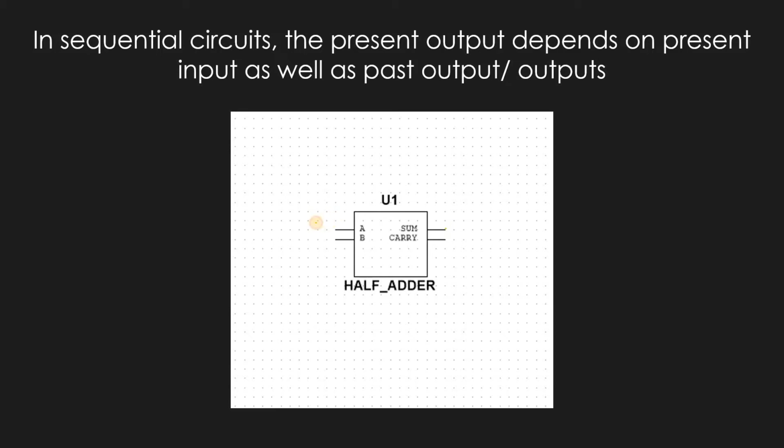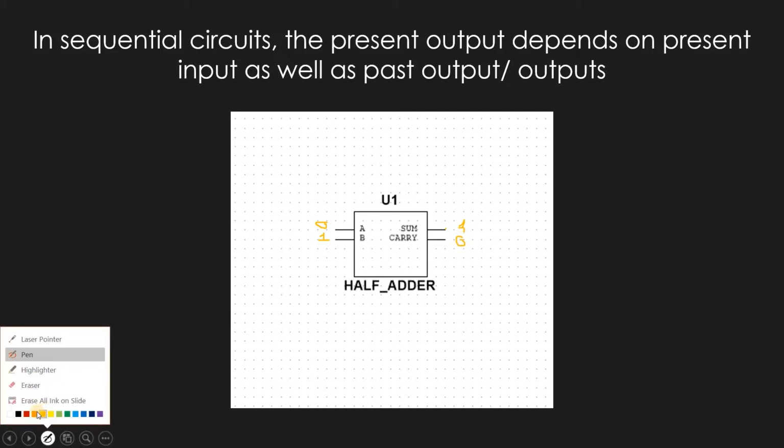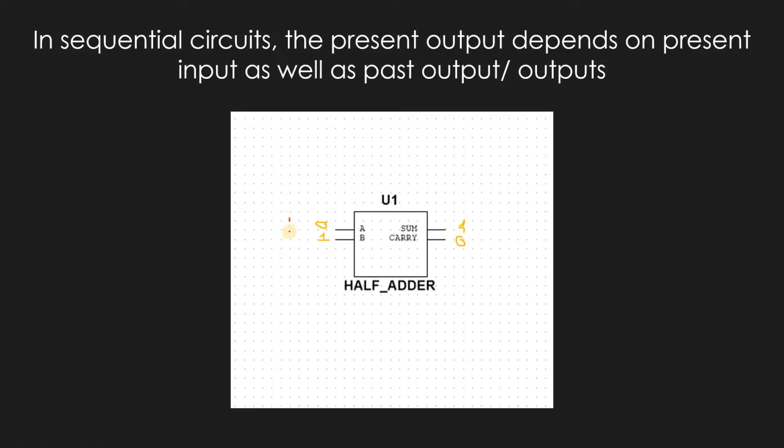So see, this is a half adder. Suppose you want to add 0 and 1, the sum is going to be 1 and the carry is going to be 0. We know that. But suppose we decide to change it now. Suppose we have some other case like 1 and 1. For 1 and 1, the sum is going to be 0 and carry is going to be 1 as well. So if you see, the output is changing.